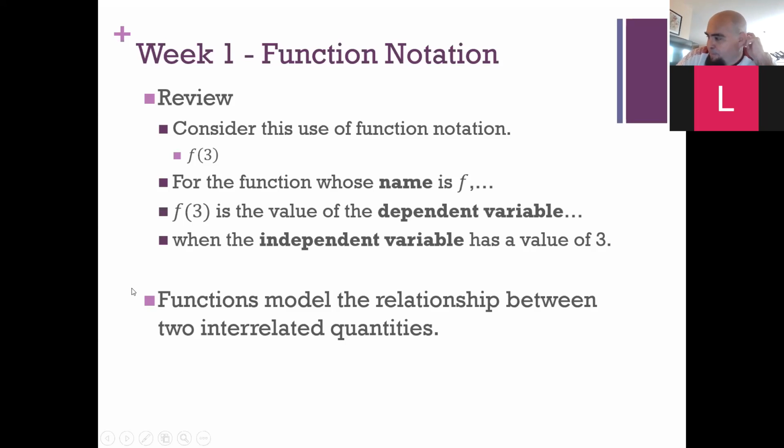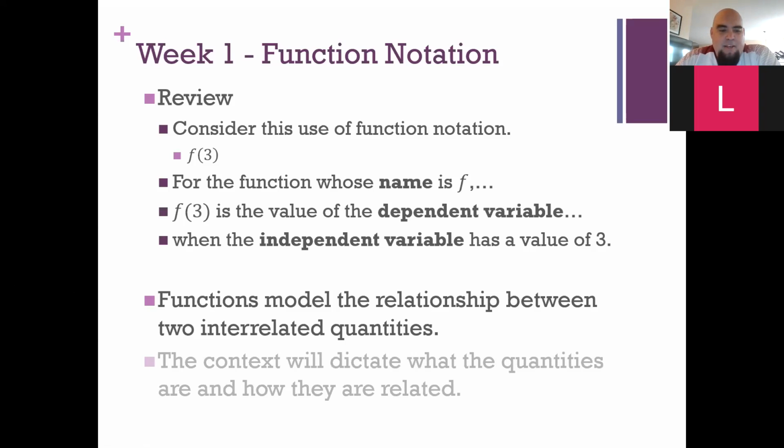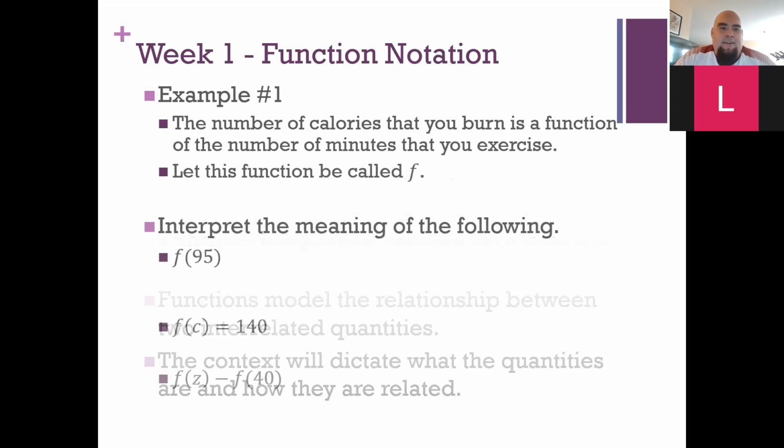So in general, functions model the relationship between two interrelated quantities, and this is a relationship that's a lot easier to explore when you know what those quantities are. When you're talking about x and y, it's not terribly meaningful. It's not terribly obvious what you're doing yet. So the context will dictate what the quantities are and how they're related. In this case, I just said f of 3, and I've given you no reference to some kind of situation that we're looking at, as opposed to right now.